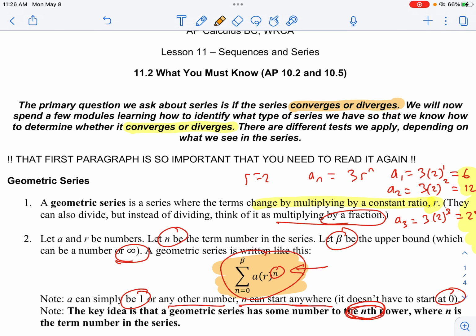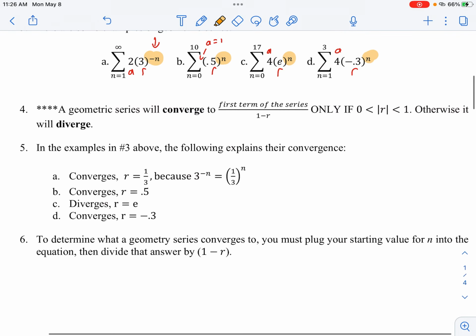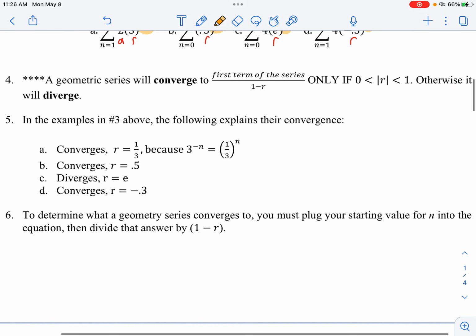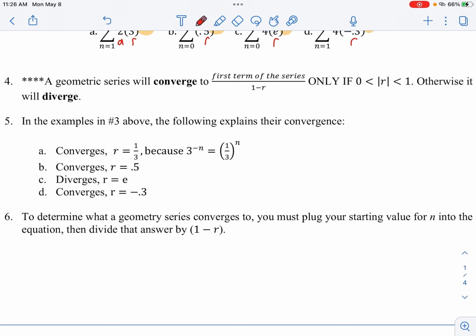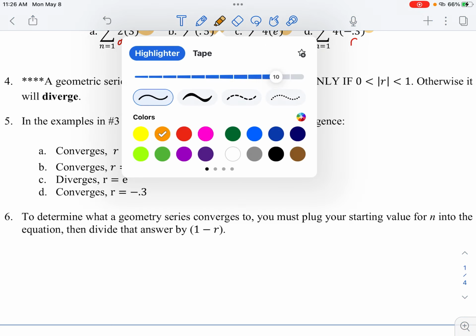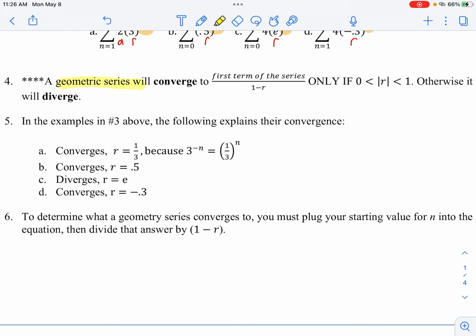Okay, so remember, what's the question we're asking? We want to know, does the series converge or diverge? That's what we are trying to figure out. So here we go. Important, number 4. A geometric series will converge, and we can actually find the answer of that convergence, and we'll work on that idea in a second, if and only if the absolute value of R is between 0 and 1.